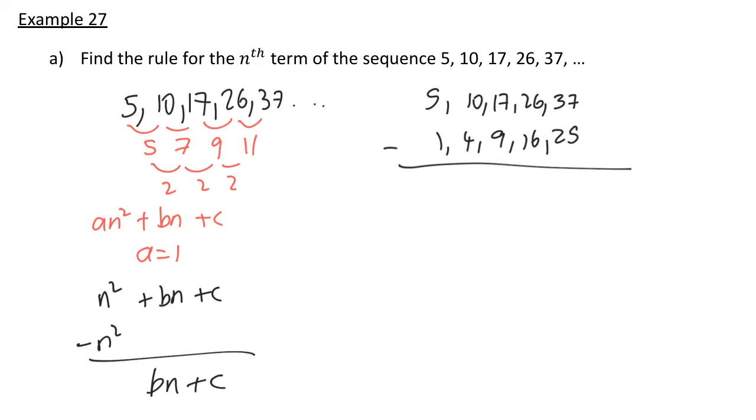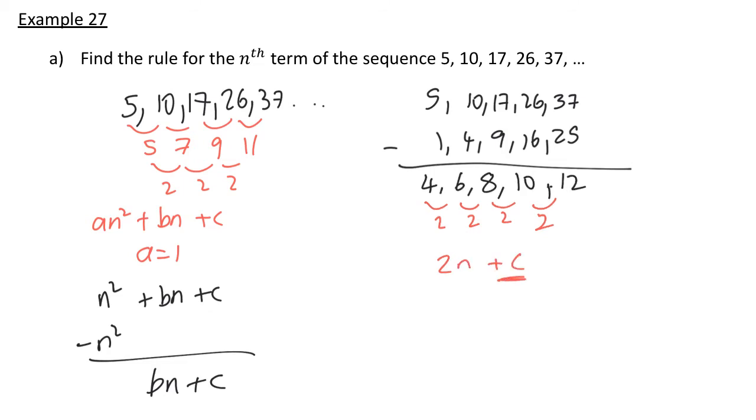So if we do these subtractions, then that will give us a linear sequence of the form bn plus c. So let's look at that now. 5 take away 1 is 4, 10 take away 4 is 6, 17 take away 9 is 8, 26 take away 16 is 10, 37 take away 25 is 12. So this sequence, if we look at the first differences, that's 2, 2, 2, 2. So that means it's going to be the form 2n plus c.